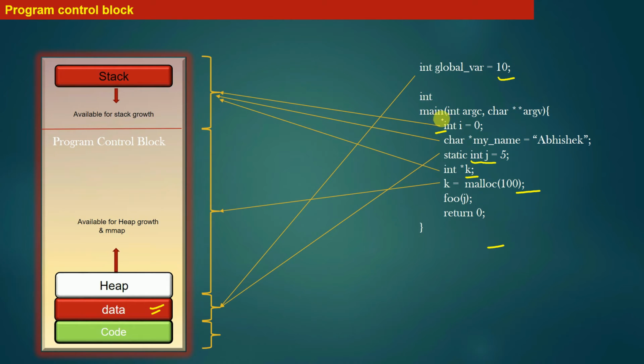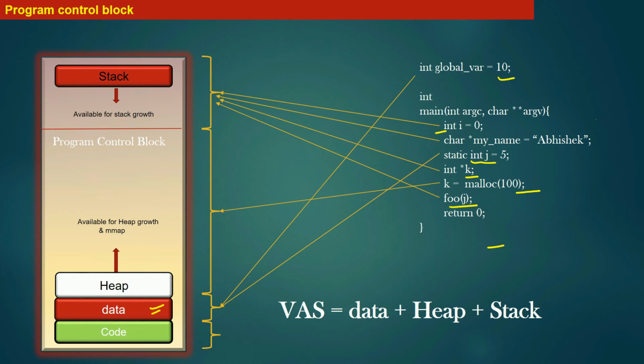And now your main program is calling a function foo. Calling a function always occupies some memory, and that memory goes to the stack memory. So you can see that different portions of your program are allotted memory which belongs to different portions of the program control block. That is, it could be code memory, data memory, heap memory, or stack memory. Now I ask you one question. What is the virtual address space of this program? Simply, the virtual address space of this program comprises the data memory, heap memory, and stack memory.